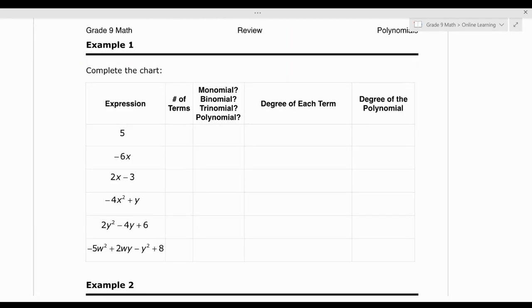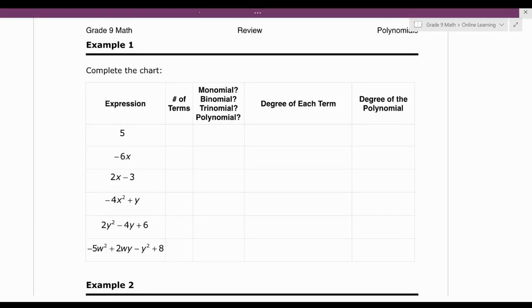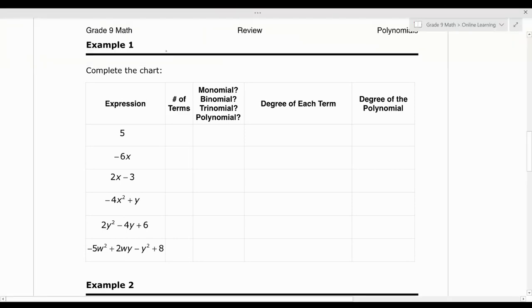All right, example 1. We're going to try and complete this chart. So you're going to notice that it asks, given an expression, you're going to talk about how many terms you have. We're going to try and use the special name for it. So if it has one term, we're going to say it's monomial. If it's 2 terms, you need binomial. So here, this is 1 term, 2 terms, 3 terms. And then by definition, all of these are technically polynomials, but we're going to just call it a polynomial if it has more than 3 terms. So let's say 4, 5, 6, etc. Then we're going to look at degree of each term and then degree of the polynomial.